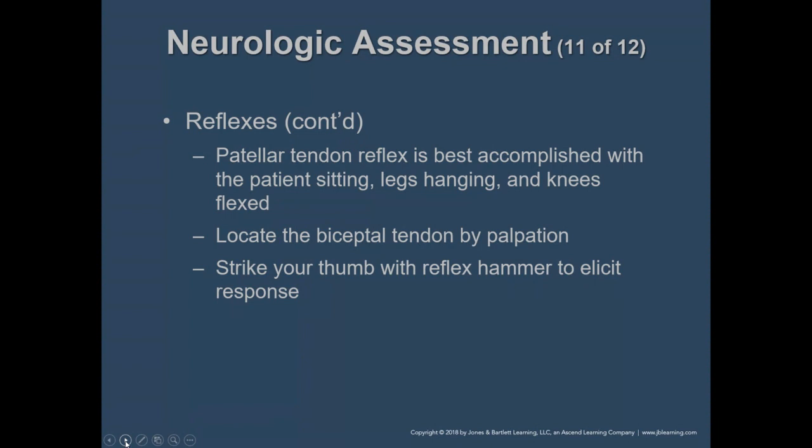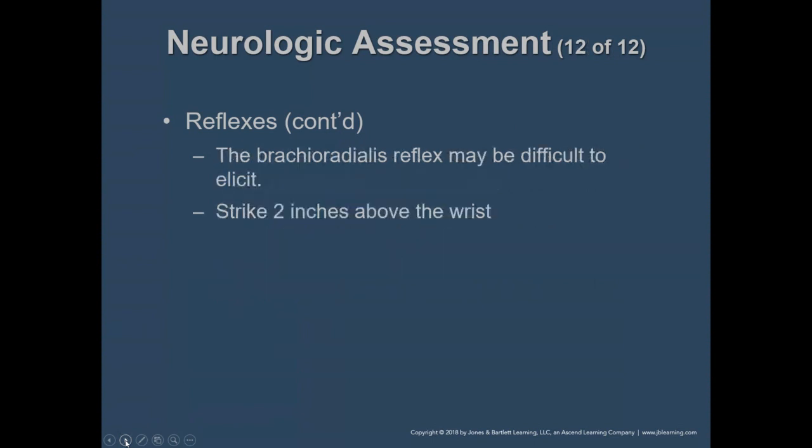All right. Patellar reflex is accomplished with patient sitting, legs hanging, and knees flexed. Okay. Now, here's the thing. If they tighten up their quads, you're not going to get a true representation of this. Okay, bicep tendon. Okay, this one kind of hurts, because you're striking your thumb with a reflex hammer, and that's if you have it. And if you're using your stethoscope to strike your thumb, it really hurts because you're hitting yourself on a nail bed with that. So, yeah.